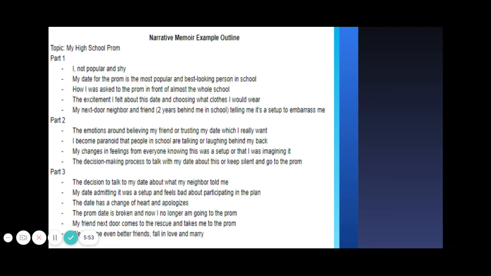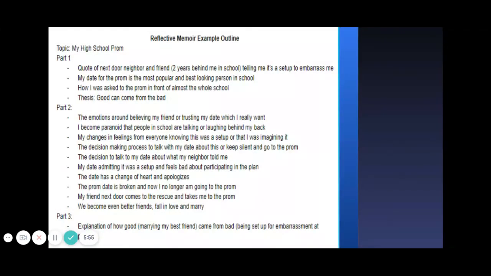So if I were to switch that and move to the reflective memoir structure, you can see how that would look a little different. I would probably start my part 1 with a quote of the next door neighbor telling me it's a setup to draw the reader in right away. Then I would explain what the setup was, that the most popular good-looking guy in school asked me to the prom in front of everybody. And then I would state that based on this experience, I learned the lesson, here's my thesis, good can come from the bad.